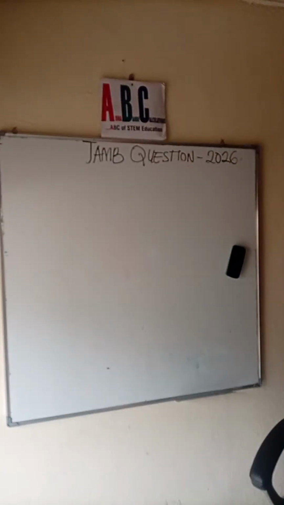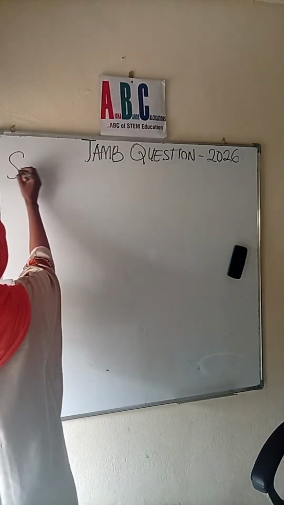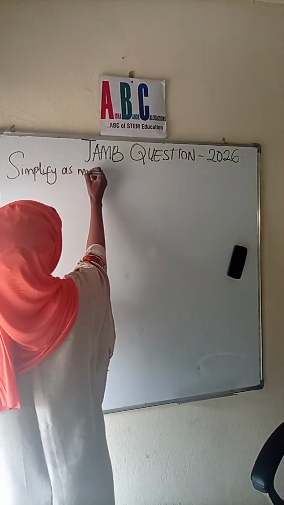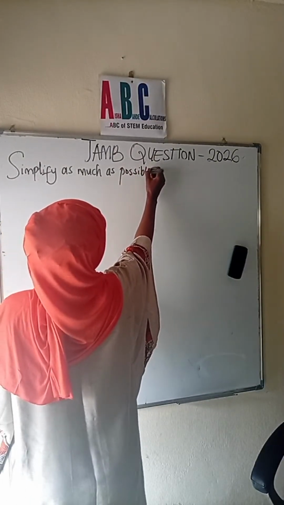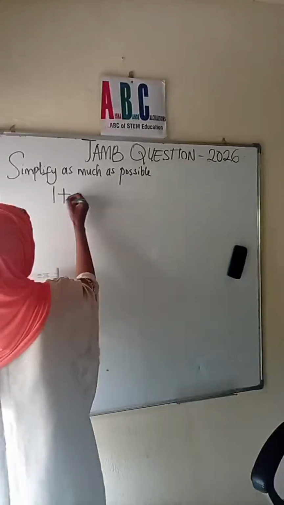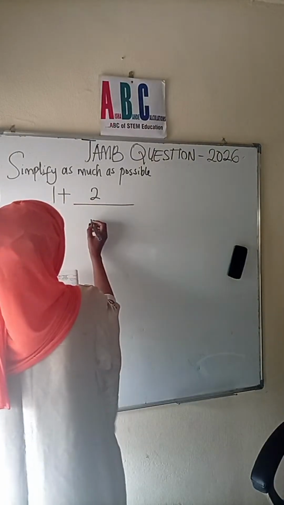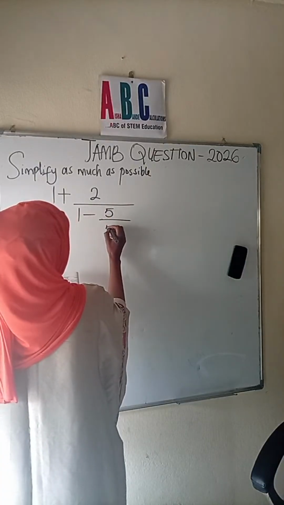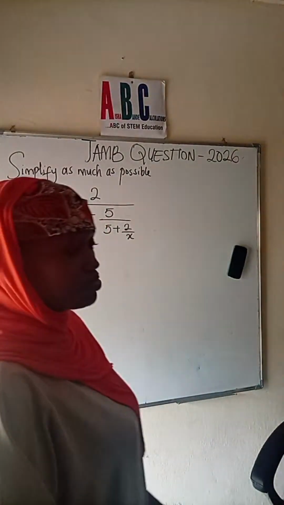So remember, we are solving random JAMB questions. Sorry, I've already cleaned the board because we have a target. So the next question, I know this question will cause a lot of arguments, that is if the class will be interactive as it used to be. Let's see those that will get this correctly. Simplify as much as possible: 1 plus 2 over 1 minus 5 over 5 plus 2 over x. Simplify as much as possible.